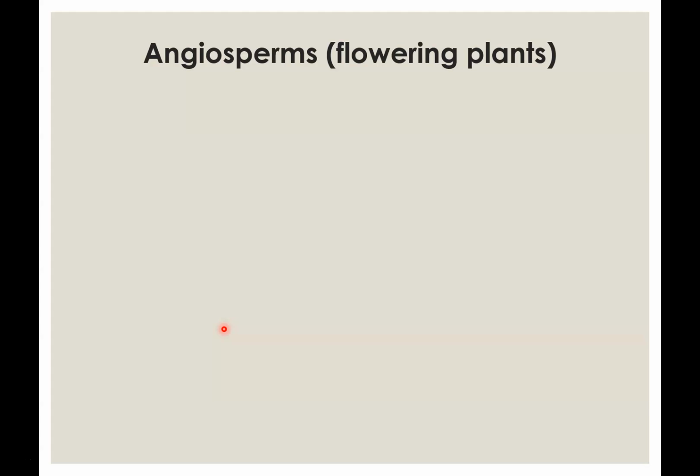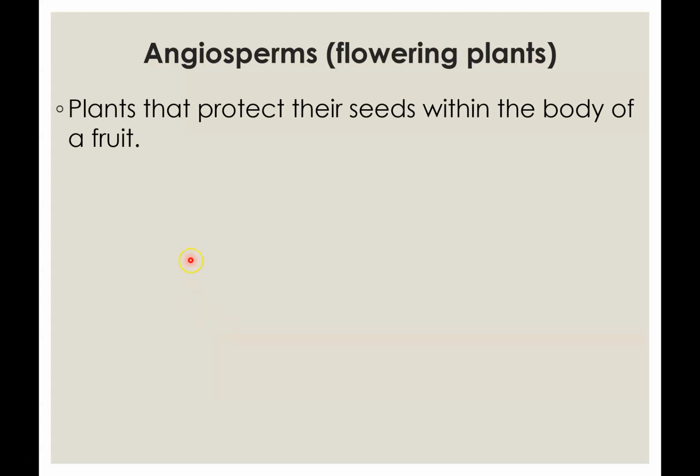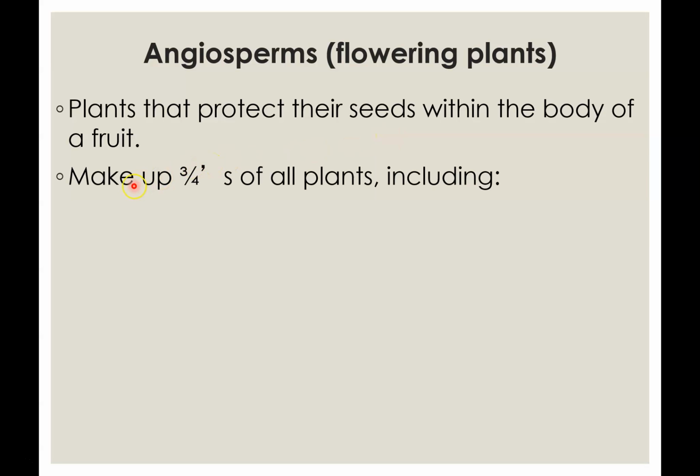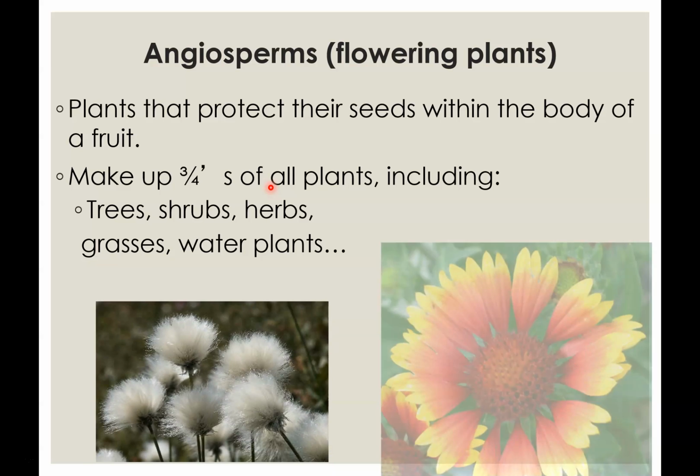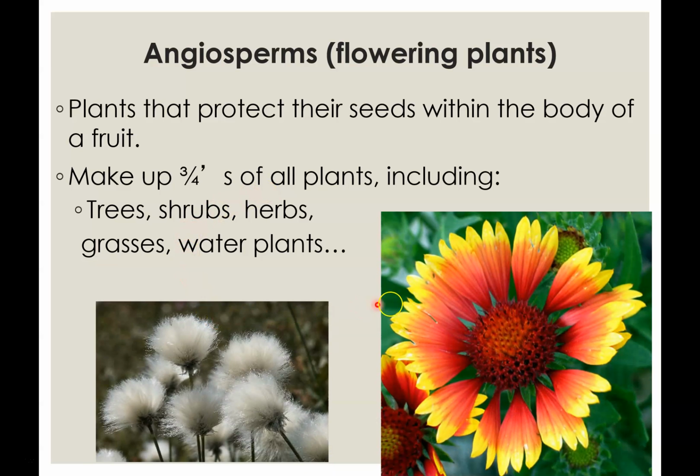Angiosperms, as you know, are also known as the flowering plants that protect their seed within the body of a fruit. And the angiosperms make up three-quarters of all plants on Earth. This includes, for example, trees, shrubs, herbs, grasses, water plants, and so forth. And these are examples of a few with a very colorful flower. So every time you see flowers, you will be talking about the angiosperms or flowering plants.